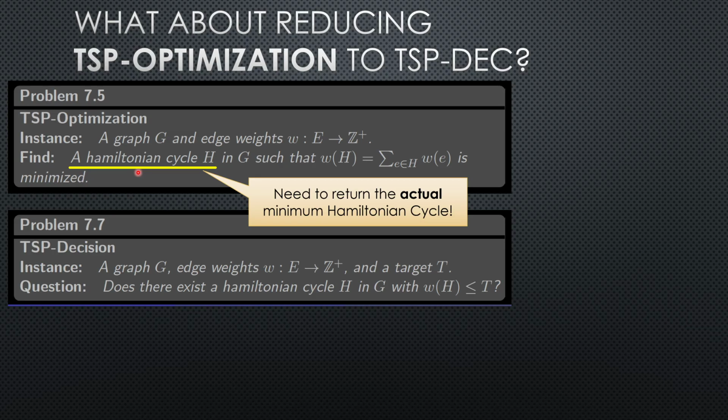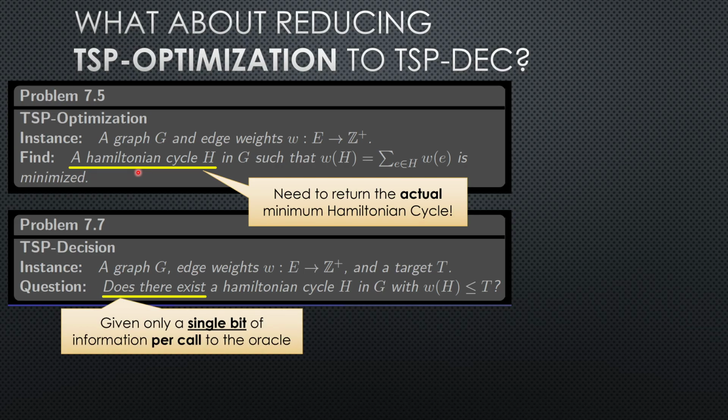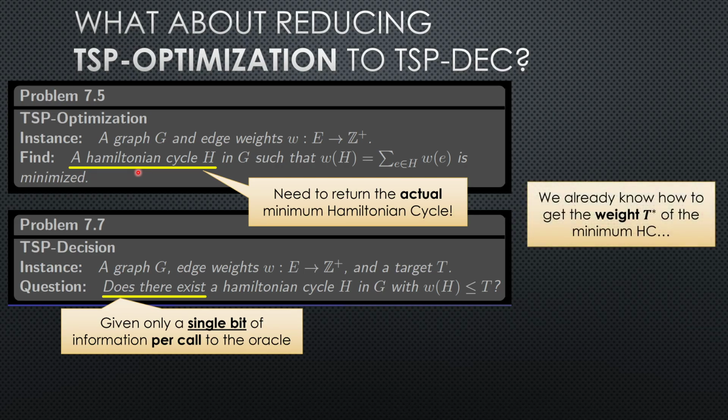And we want to reduce this problem to just this decision problem where we only get this single bit of information per call to the oracle. So we want to be able to reconstruct from these decision problem calls what the actual minimum Hamiltonian cycle is. Okay, and this might seem kind of hard, but we'll put together a solution here, a reduction. Okay, let's start to think about this.